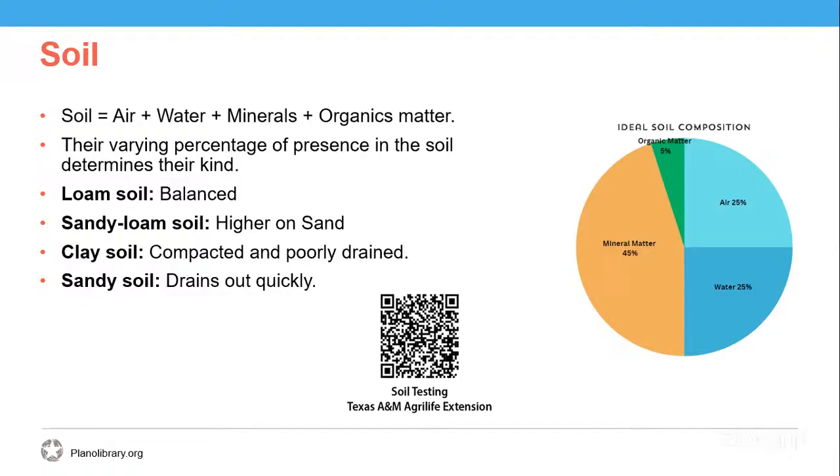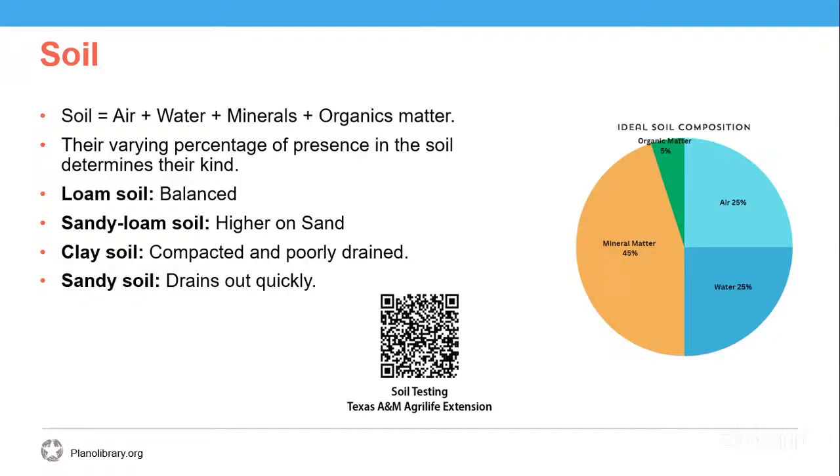For healthy plant growth, ideal soil should drain well, retain moisture, and contain essential nutrients. Soil consists of four components: air, water, mineral, and organic matter. Their varying percentage of presence in the soil determines their kind. Here are some. Loam soil is a balanced mix of sand, silt, and clay. Loam provides good drainage while retaining enough moisture for plant growth.